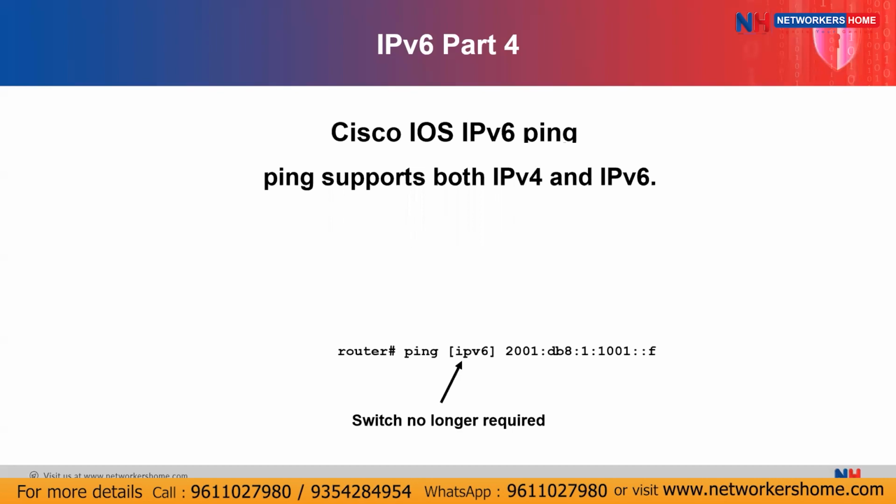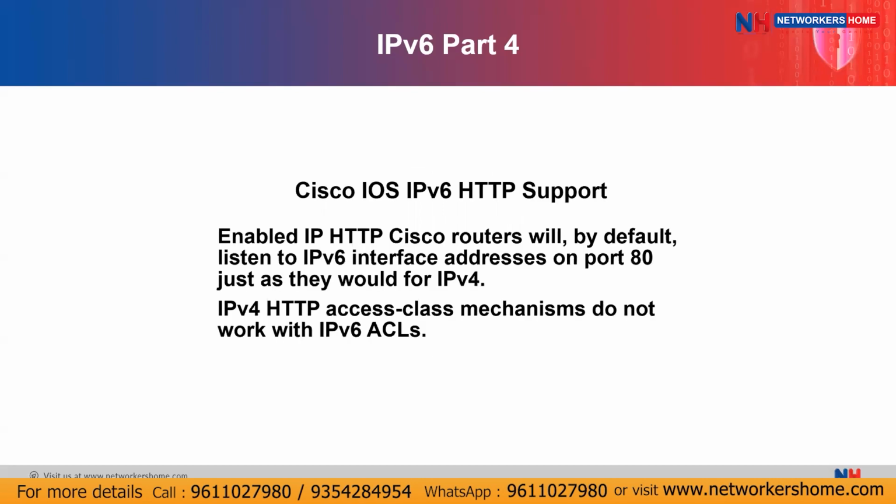And right now ping supports both IPv4 and IPv6. It's optional if you want to use IPv6 ping. Otherwise, you can simply ping an IPv6 address and execute it. The ipv6 keyword is no longer required. I ping the IPv6 address directly. It supports both IPv4 and IPv6. And IPv6 HTTP support: enable ip http server. The Cisco router will by default listen on IPv6 interface addresses on port 80, just as it would for IPv4. IPv4 HTTP access class mechanisms do not work with IPv6 ACLs.